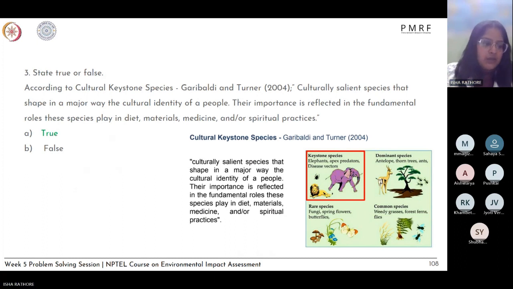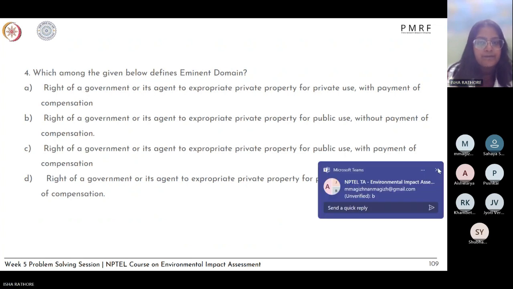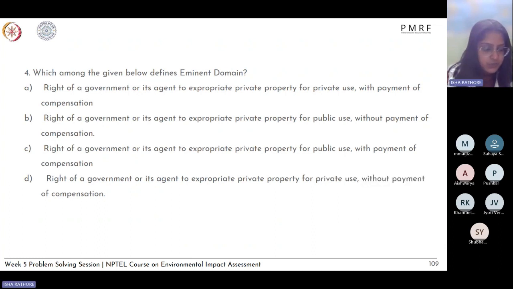Okay, moving on to the next question. Which among the following below defines the eminent domain? We looked at this terminology in the land acquisition and resettlement module, the eminent domain. So, you need to look at the terms carefully. There's with and without compensation. There's also the use case, that is private use or public use.